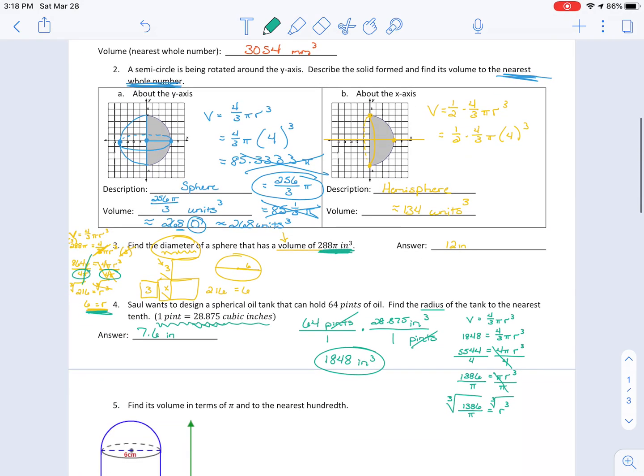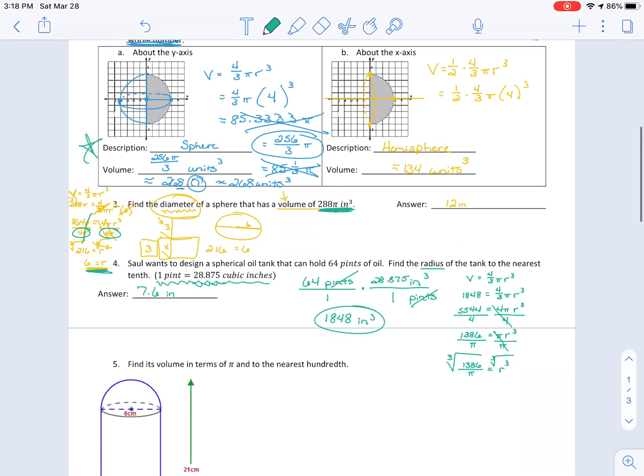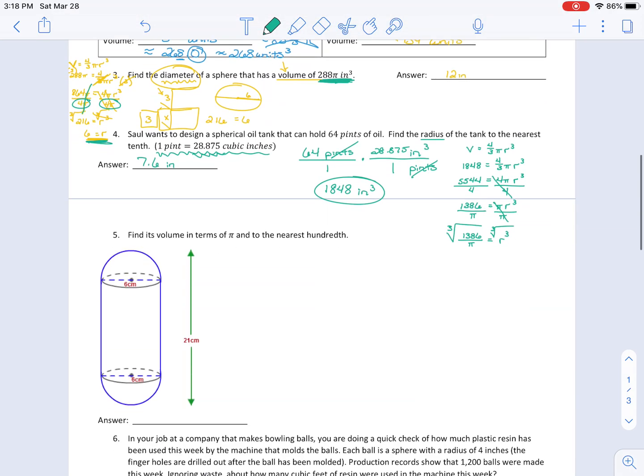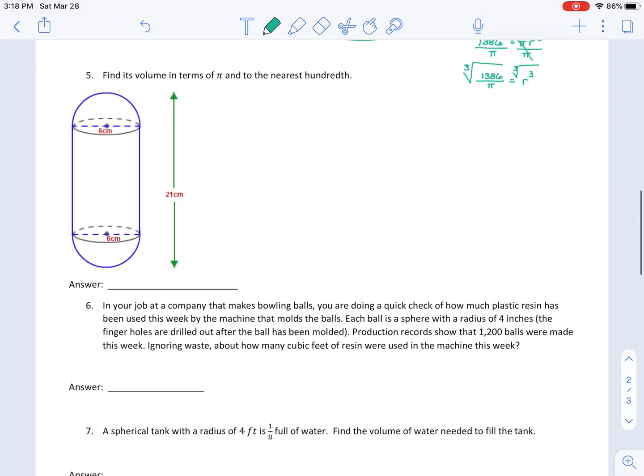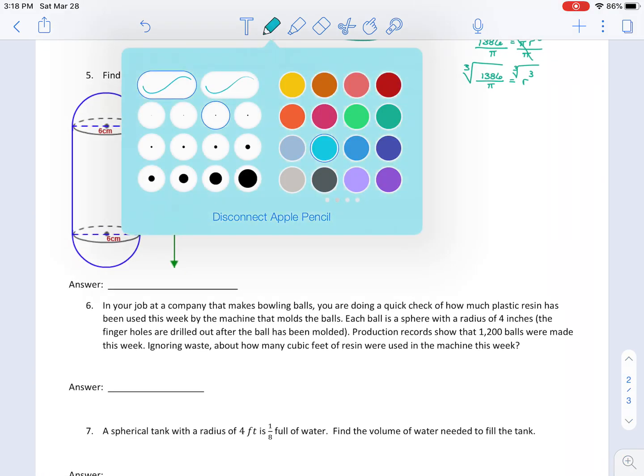Those are pretty much the 3 things that we'll ever ask you to do. Volume, make sure you watch in terms of pi or rounded. Revolving it, sometimes it's a sphere, sometimes it's a hemisphere. And hey, I'm going to tell you the volume, go backwards and tell me what the radius or the diameter, or find something else. Or word problems, heaven forbid we have to read.